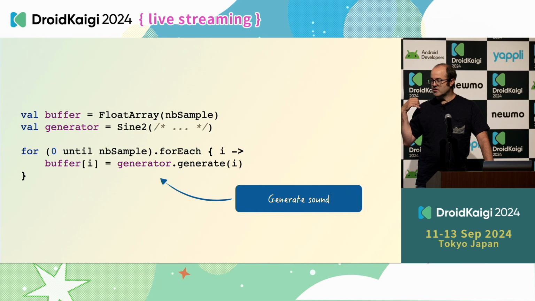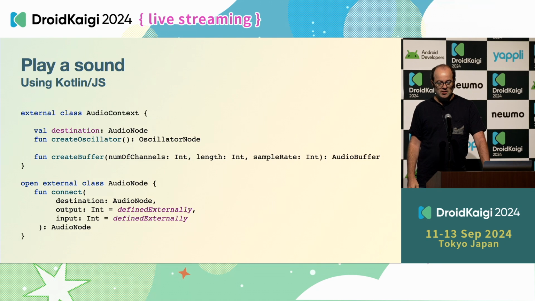So here I showed you how to generate only one sample, and to generate all the samples, what you need to do is generate the same number of samples as you need for the duration of your sound. So it's just a loop. To play a sound, I will take an example of playing a sound in Kotlin.js. So it's a good opportunity to see what you can do with Kotlin.js.